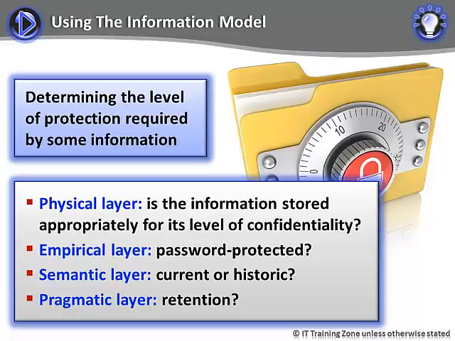At the empiric layer, what are the access channels to the information? Are the channels password protected? What is the nature of the password protection? How many people can access the information? At the semantic layer, what type of information is it? Is the information current or does it relate to the past? And at the pragmatic layer, how long must the information be retained? Is the information operational or historic?